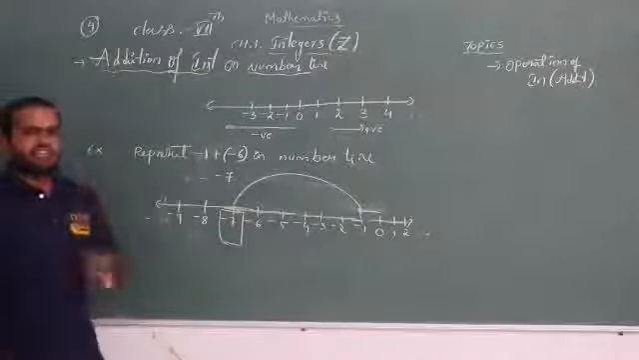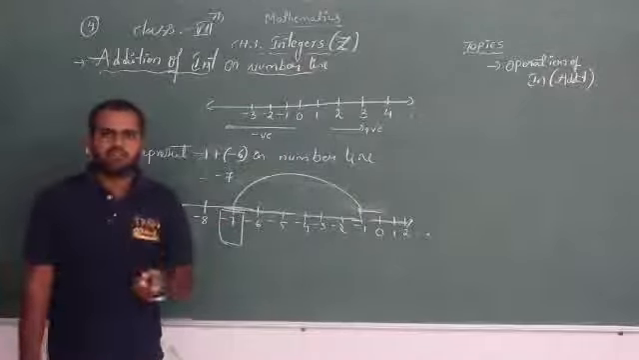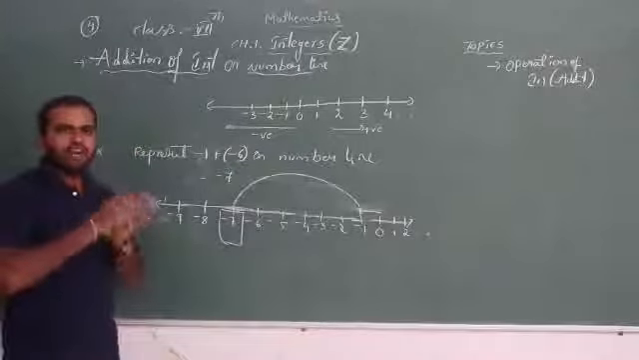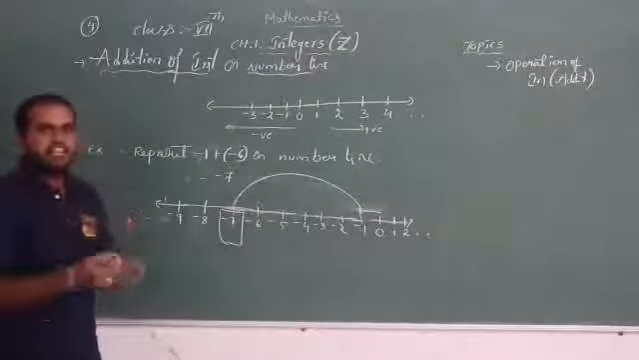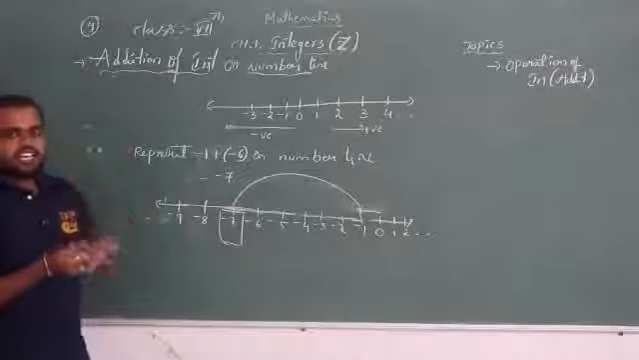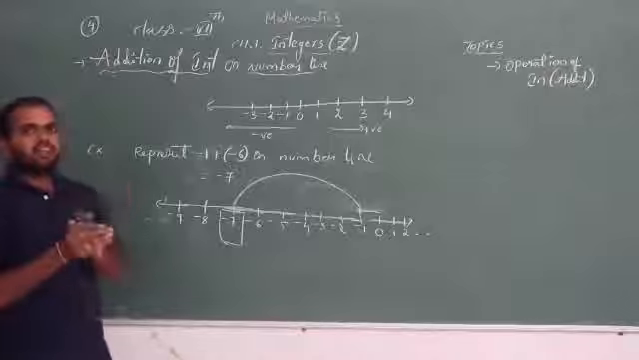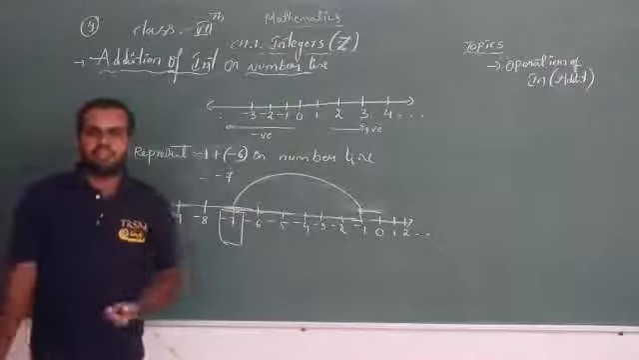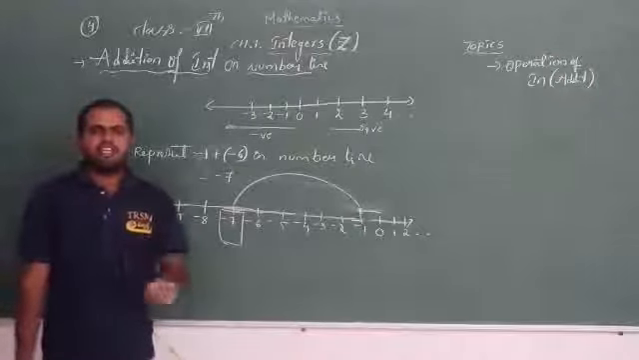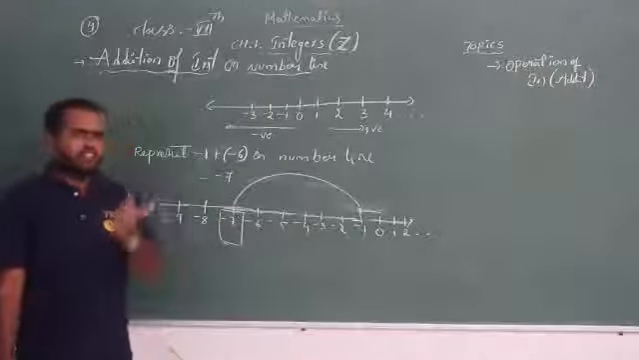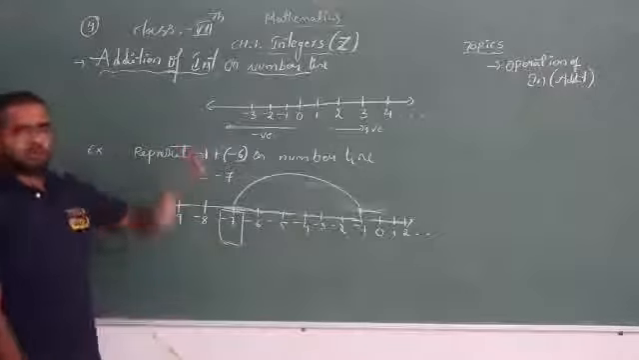Okay, so two very important points we have to remember here. Whenever we are adding a positive integer, we have to move right side on the number line, and whenever we are adding a negative integer, we have to move left side on the number line. These 2 points you have to remember. Okay, so very important. Even if you see the problems in our textbook, we have questions based on the 2 points.